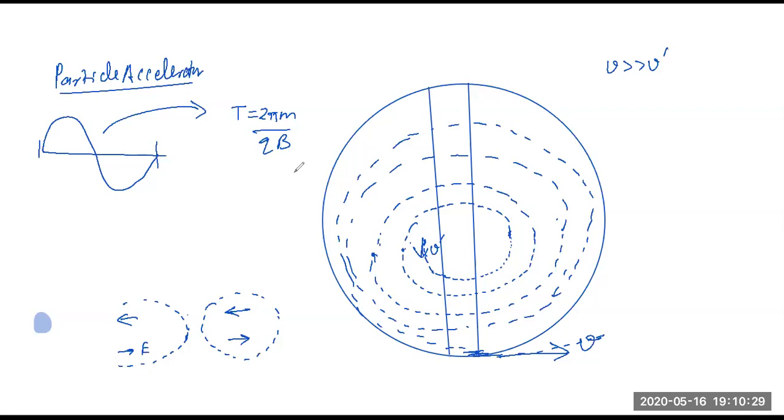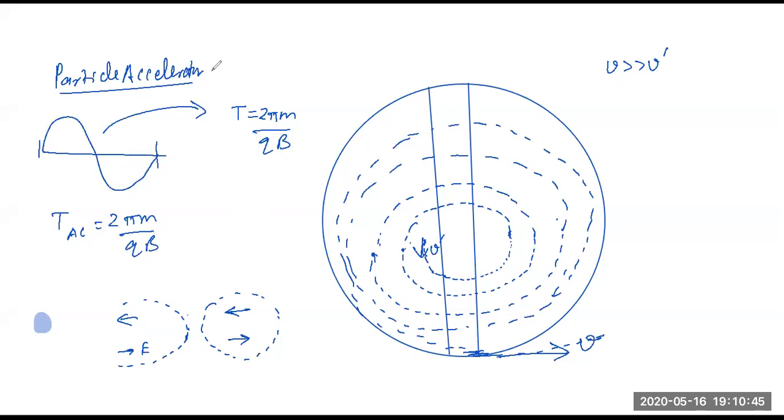Each circle has an upward cycle and a downward cycle, and that is what you call a time period for a wave, right? So that means the time period of the AC signal would also be 2 pi m divided by qB. If you do not have this criterion, this will not work, right?